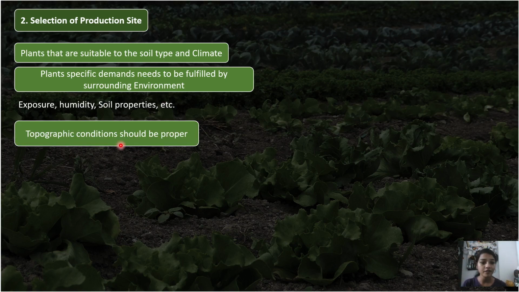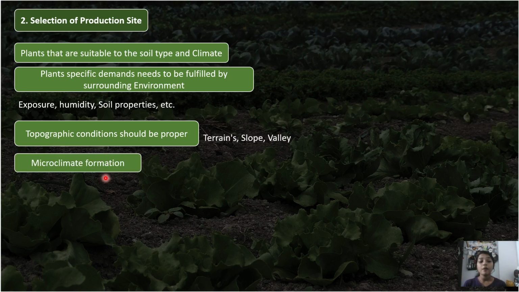Now what are topographic conditions? The topography, the structure of areas, varies, right? For example, some areas are terrains, like plains, some are sloping areas, some are valley areas, right? A plant that needs slope cannot be grown in valley conditions. A plant that needs plains cannot be grown in sloping conditions. So the topography should be taken care of. If the topography is not correct, again your plant, no matter what you try, will not grow.